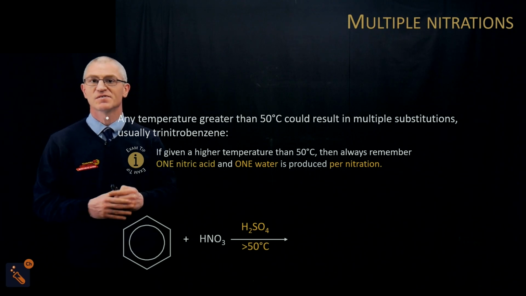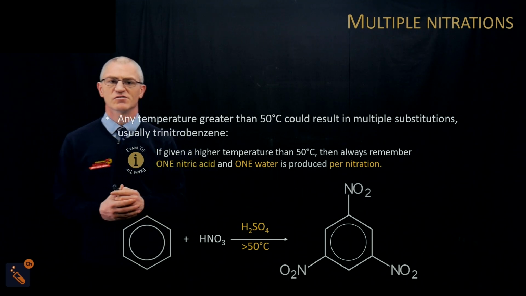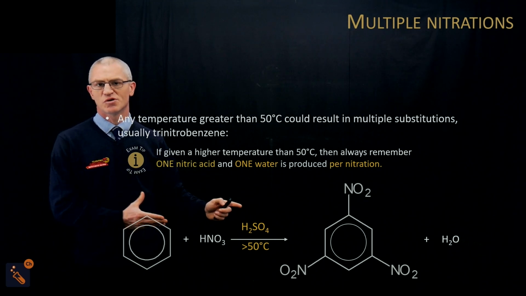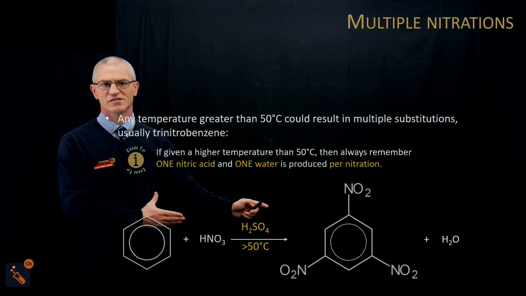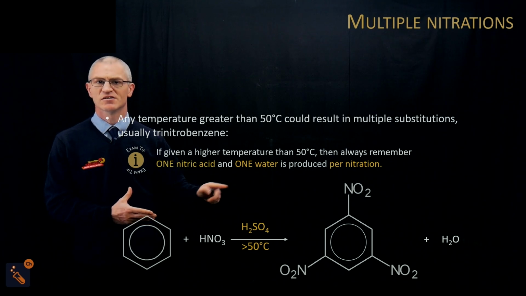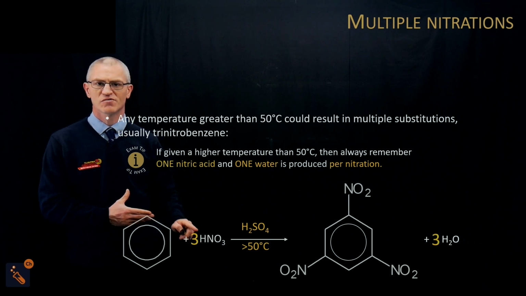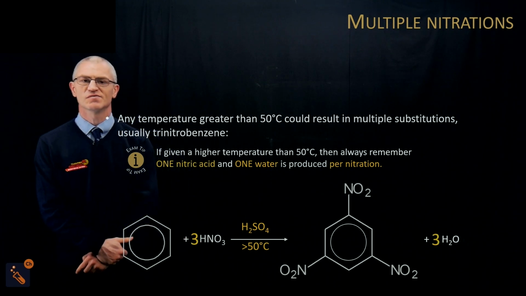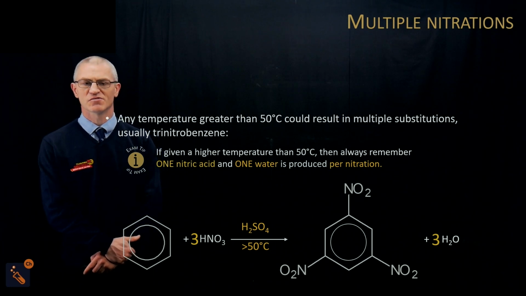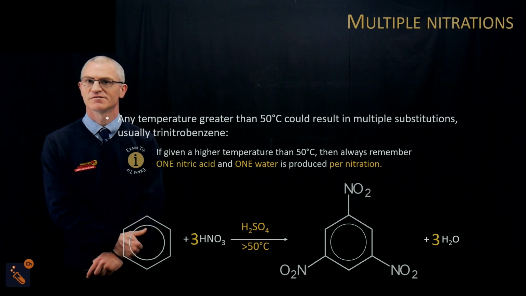So we're just going to say greater than 50, we're going to put 3 on. So we've put 3 of our nitro groups on. That means we put our reactants, nitric acid and water, but it's 3. So it's 1 nitric acid per nitration, 1 water per nitration. So we have to put 3 and 3 there to say that we've used 3 of the nitric and made 3 of the water. We don't change our sulfuric acid because it is a catalyst.